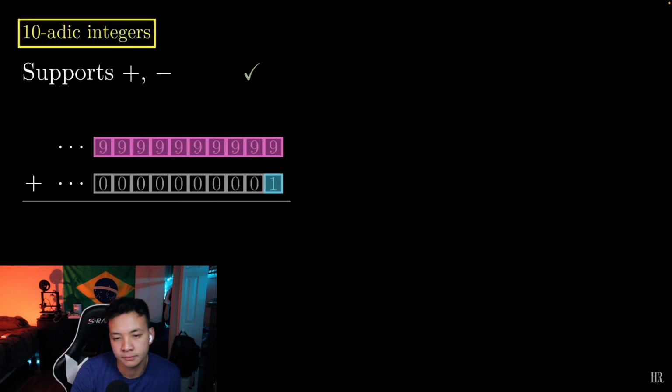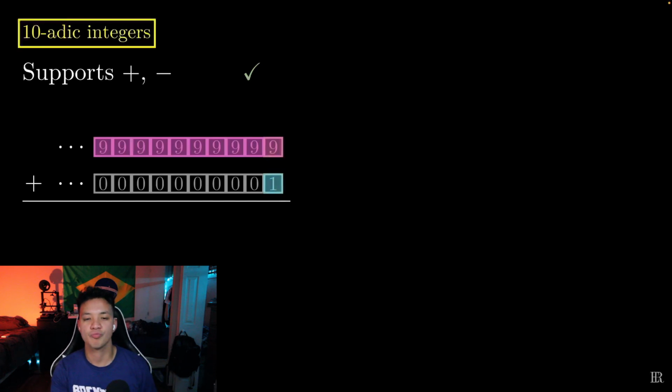For example, let's take the 10-adic integer whose digits are all 9 and add 1 to it, right to left. 9 plus 1 is 10, so we write 0 and carry the 1. Then 9 plus 1 is 10 again, so we write another 0 and carry another 1, and this just keeps happening.